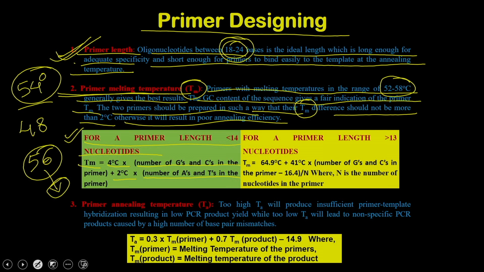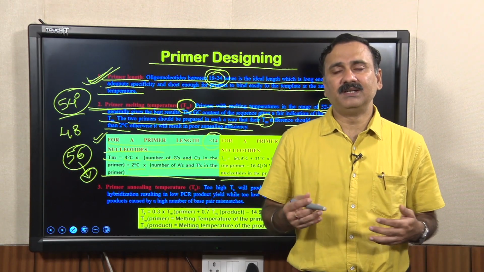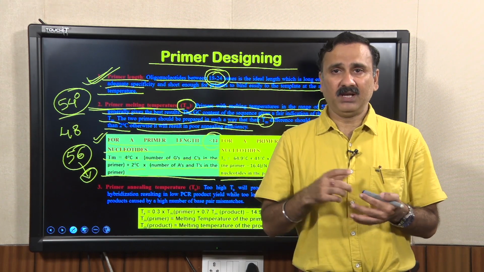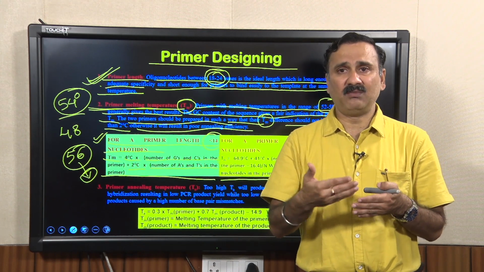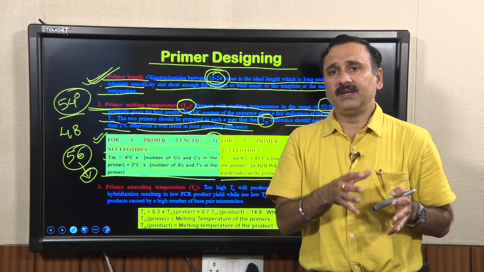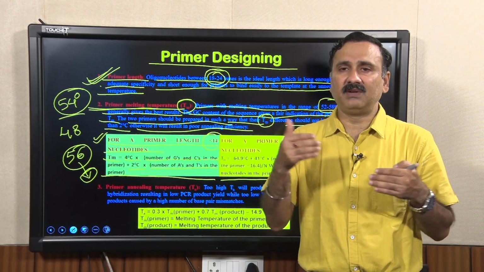If you have a primer of less than 14 bases, you can use the earlier formula. But if the primer length is more than 13 nucleotides, you can calculate the Tm as 64.9 plus 41 multiplied by the number of GCs in the primer minus 16.4, divided by n, where n is the number of nucleotides in the primer. Either formula can be used depending on the primer length, and the value should be close between the forward and the reverse primer.